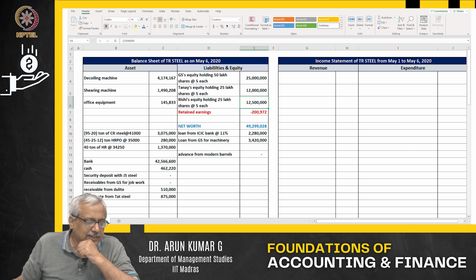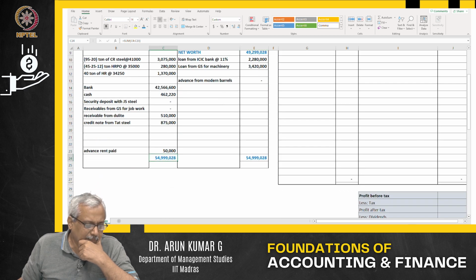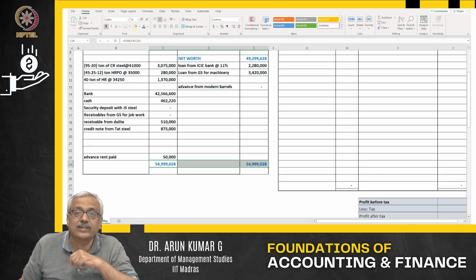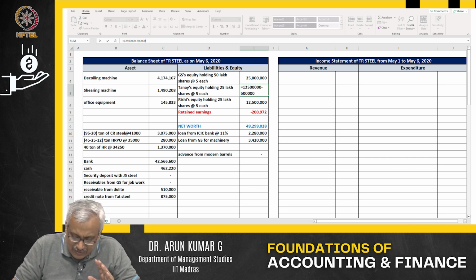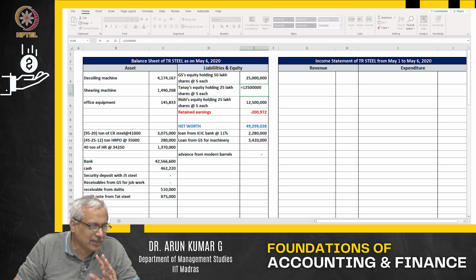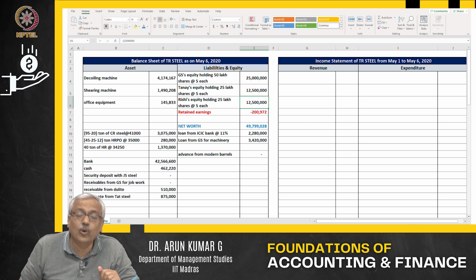So if Tanai had withdrawn, it would be 1.2 crores out there, and what happens? It is about 5 lakhs gone, and the balance sheet would basically sit tight and balance out here. But in this particular case, Tanai is not taking the money as drawings. He is taking the money as basically a loan out there.